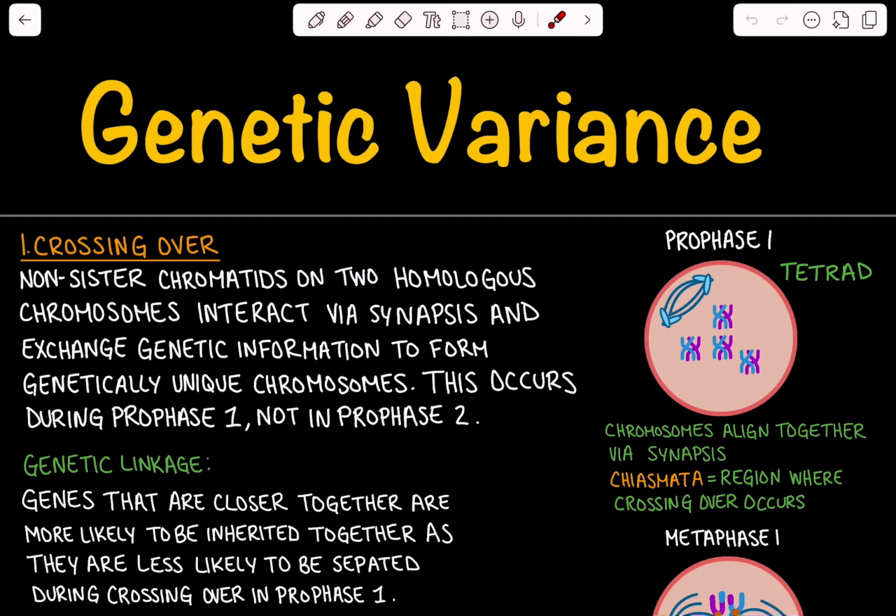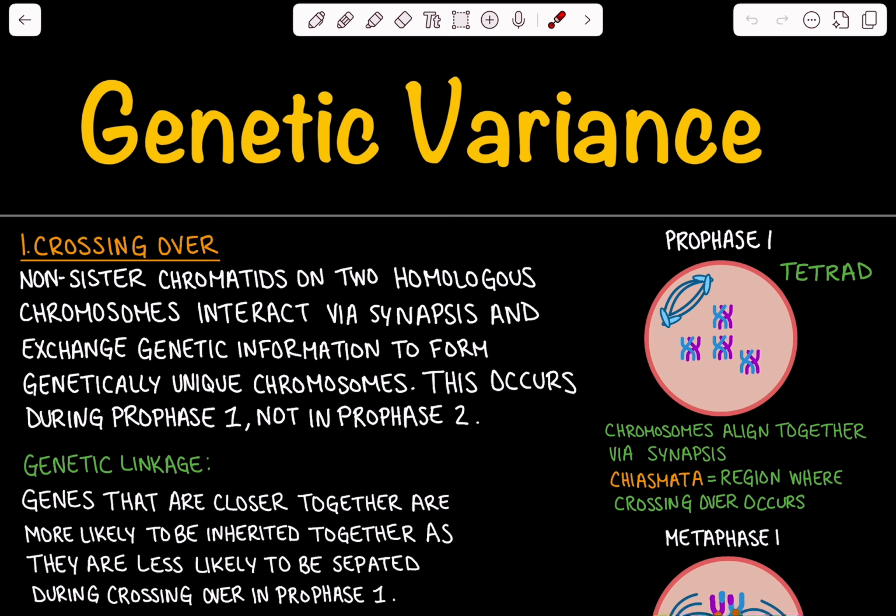So here we are going to go over genetic variance in meiosis and fertilization. Now, genetic variance is essential because it allows for variability in the gametes, which is going to lead to genetically unique offspring. Now, we're going to talk about 3 different ways genetic variance can arise. Number 1 being crossing over.